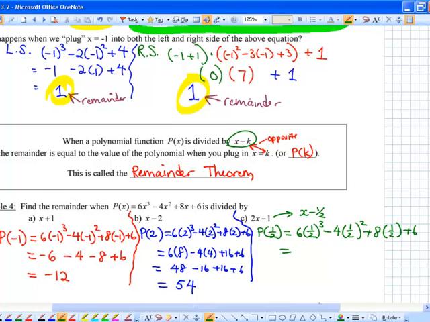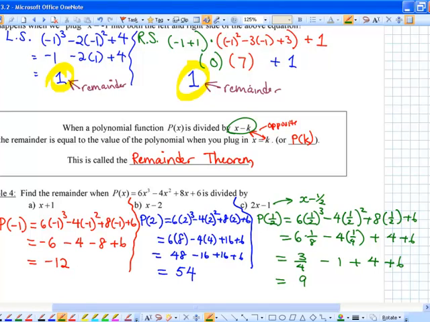Half times half times half, that's 1/8. That's 1/4, that just equals 4. 6 times 1/8 is 3/4. This is minus 1 plus 4 plus 6. 4 plus 6 is 10, minus 1 is 9. How about 9 3/4? Yes, you can have fractions or a decimal remainder. That's cool.